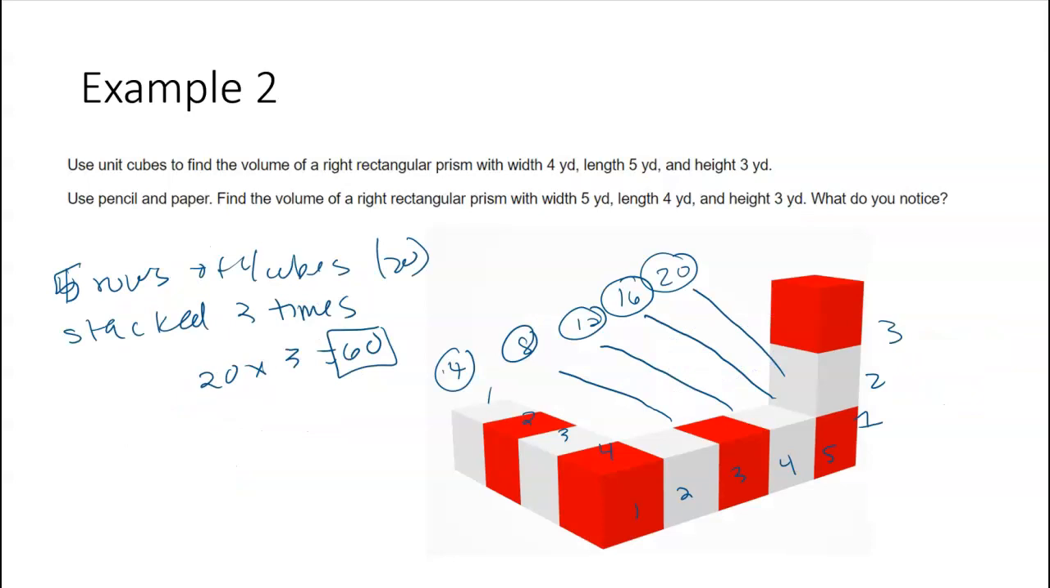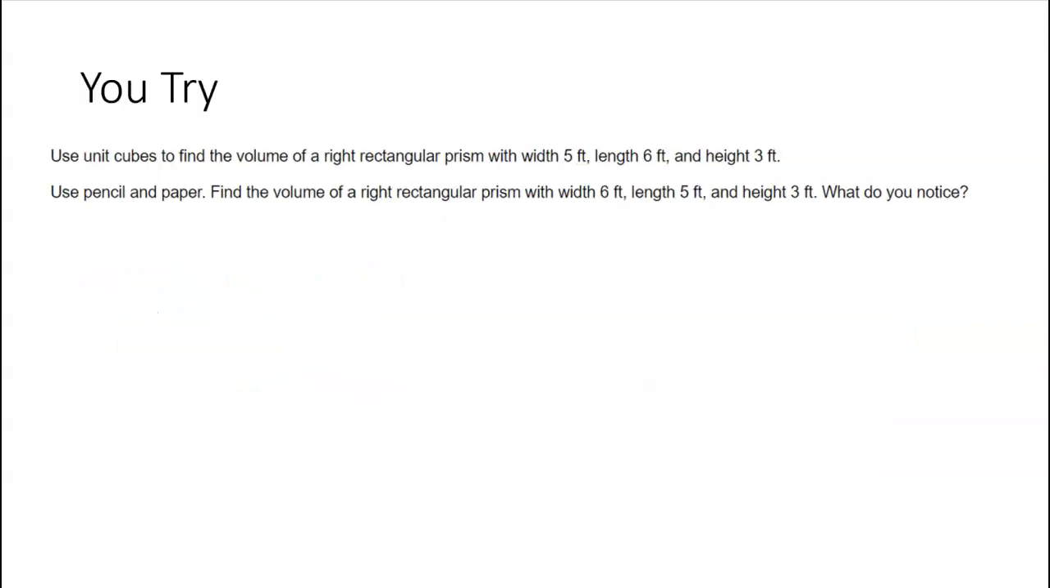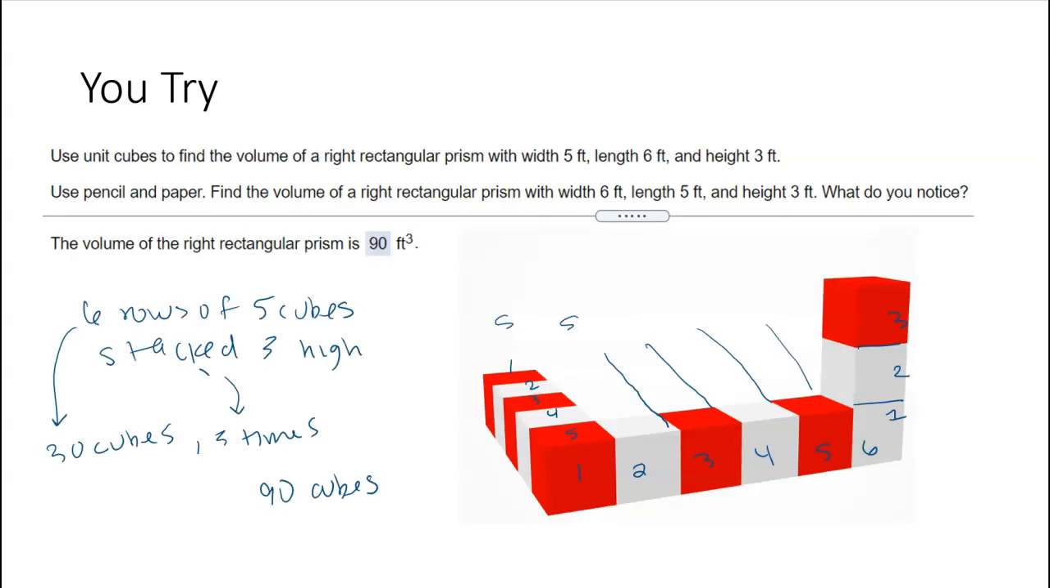And this is from that website I showed on the previous section. So we've got 4 back, 1, 2, 3, 4. We've got 5 across, 1, 2, 3, 4, 5. And we've got 20 in our first layer, and we're going to have 3 layers. So we're going to have 60 cubic yards. Go ahead and give this one a try. Press play when you're ready to see the solution. And there we go. When we come back, we'll compare length, area, and volume all together.